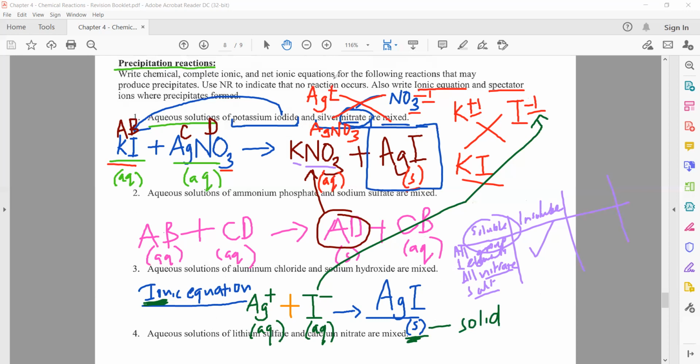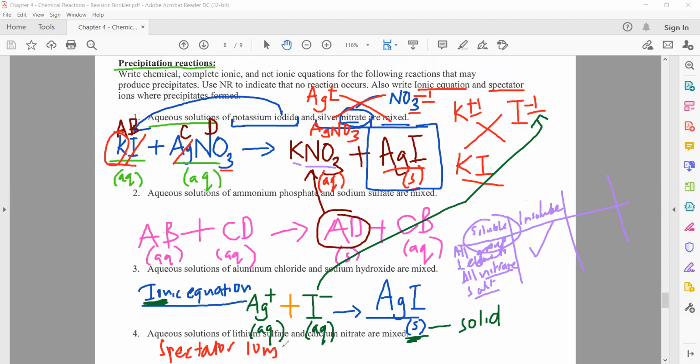The last step is the spectator ions. When we're looking at the spectator ions, we're going back to our precipitation reaction and looking at everything from the reactants that wasn't involved in the formation of the precipitate. We know our precipitate is silver iodide, so we cross out silver and we cross out iodine. Let me quickly write this up: spectator ions. We've got potassium as our first one.